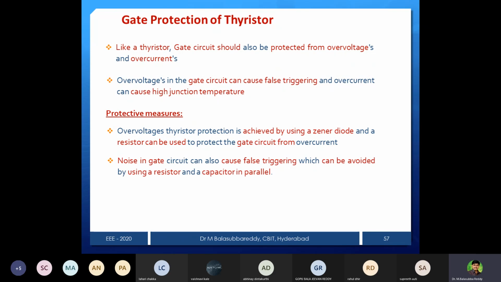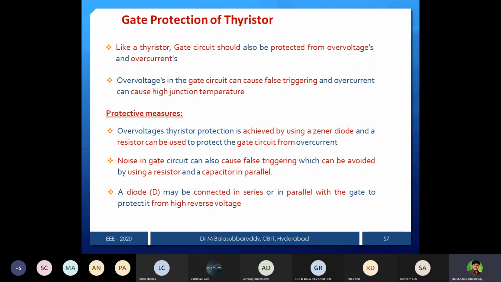The noise in the gate circuit can also cause false triggering or disturbance, that is, an unwanted signal will pass through and lead to triggering of the device. All these things, the noise, the disturbance, or impure voltage, can be avoided by using a resistor and capacitor in parallel. That means it acts like a filter, nothing else.